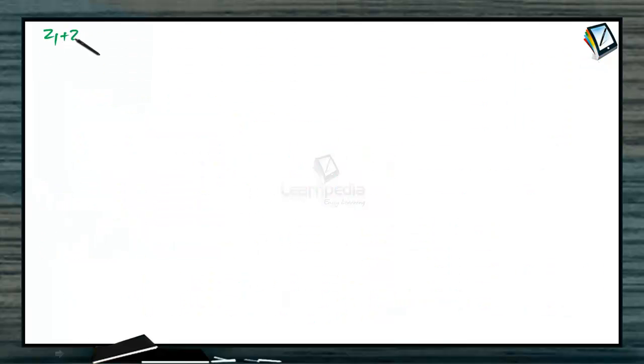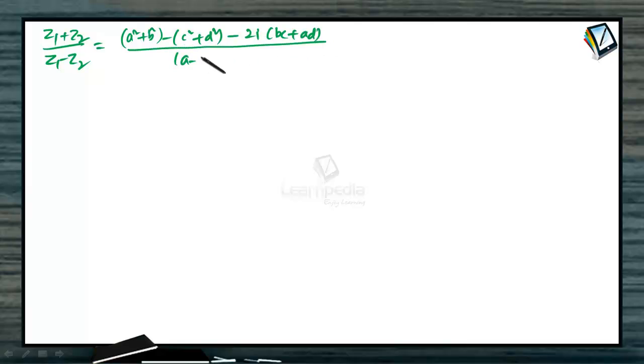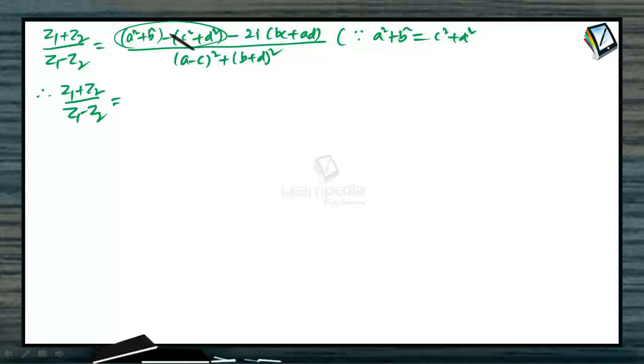Further, (Z1 plus Z2) by (Z1 minus Z2) can be written as A squared plus B squared minus (C squared plus D squared), minus 2i times (BC plus AD), divided by (A minus C) whole squared plus (B plus D) whole squared. But already we have A squared plus B squared equal to C squared plus D squared. Therefore this sum becomes 0. Finally, (Z1 plus Z2) by (Z1 minus Z2) can be written as minus i times 2 times (BC plus AD) by (A minus C) squared plus (B plus D) squared.